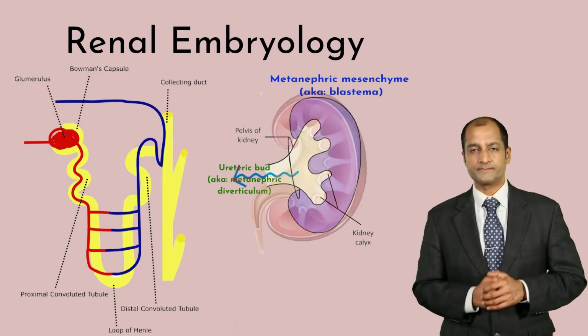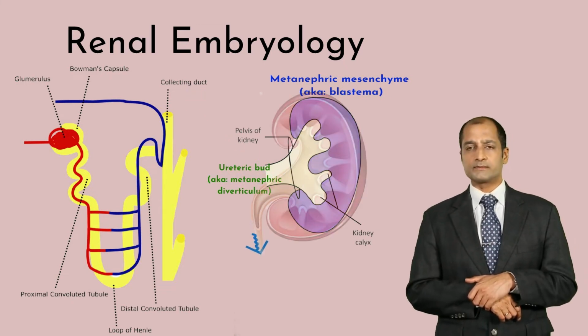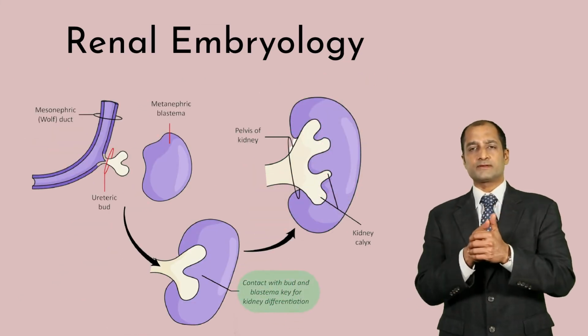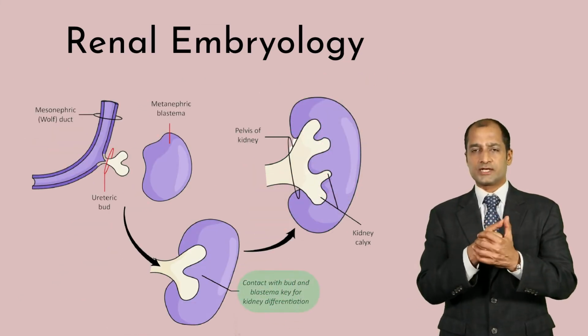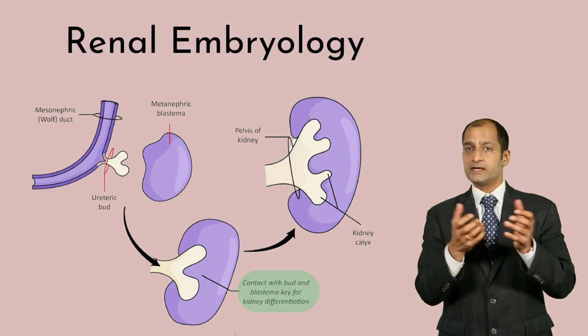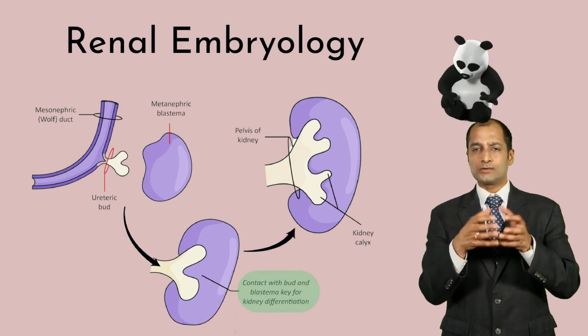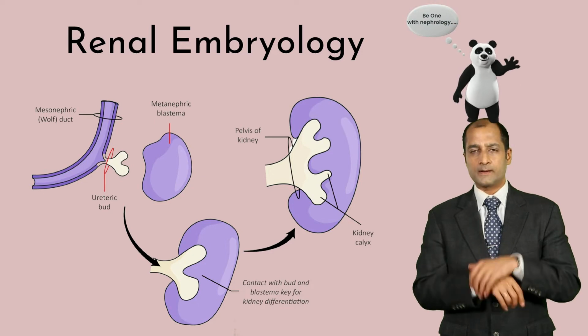Beyond the DCT, picture that, beyond the DCT, through the collecting duct and through your calyces and pelvis and the ureters, will then be referred to as being your ureteric bud. But the ureteric bud must then communicate and induce the differentiation of the metanephric blastema so that you then form a total holistic kidney. Are we clear?